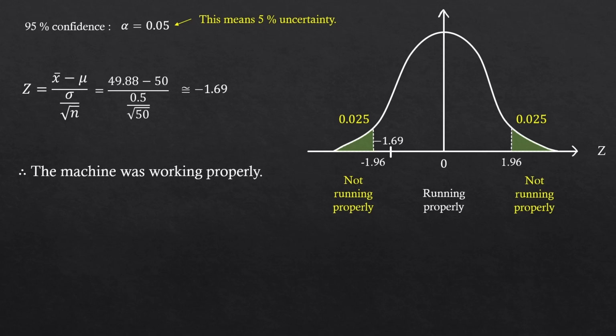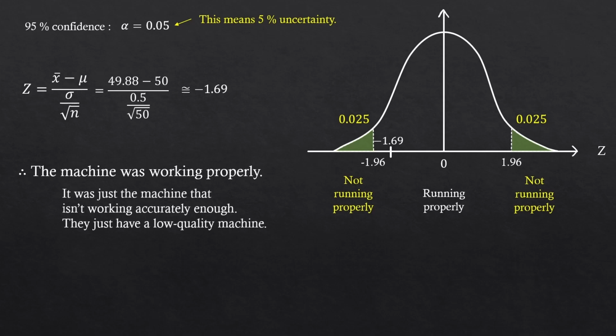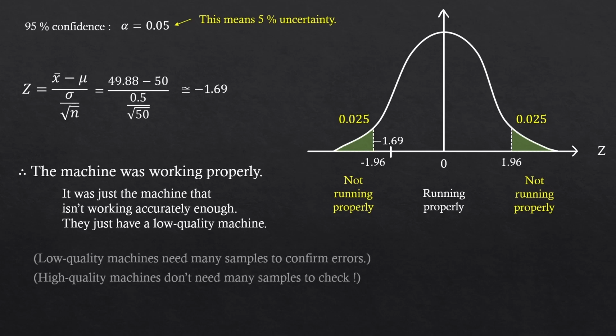This is the case when it was just the machine that isn't working accurately enough. They just have a low quality machine. It's not our fault. So this being known, you can imagine how low quality machines would need many samples to confirm errors, when high quality machines don't need many samples to check. You could take many samples, but the results will be quite consistent. Make sense?